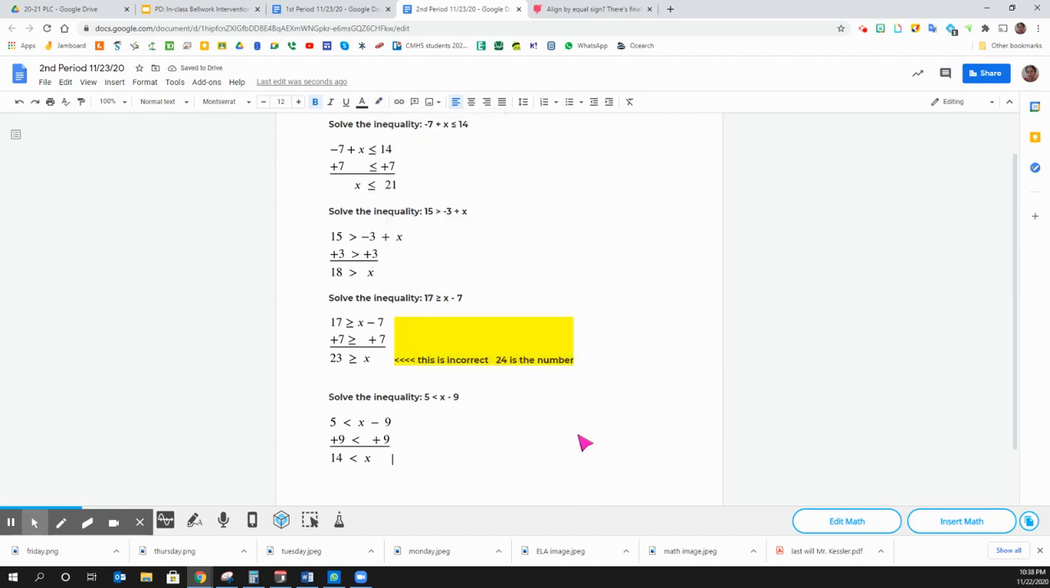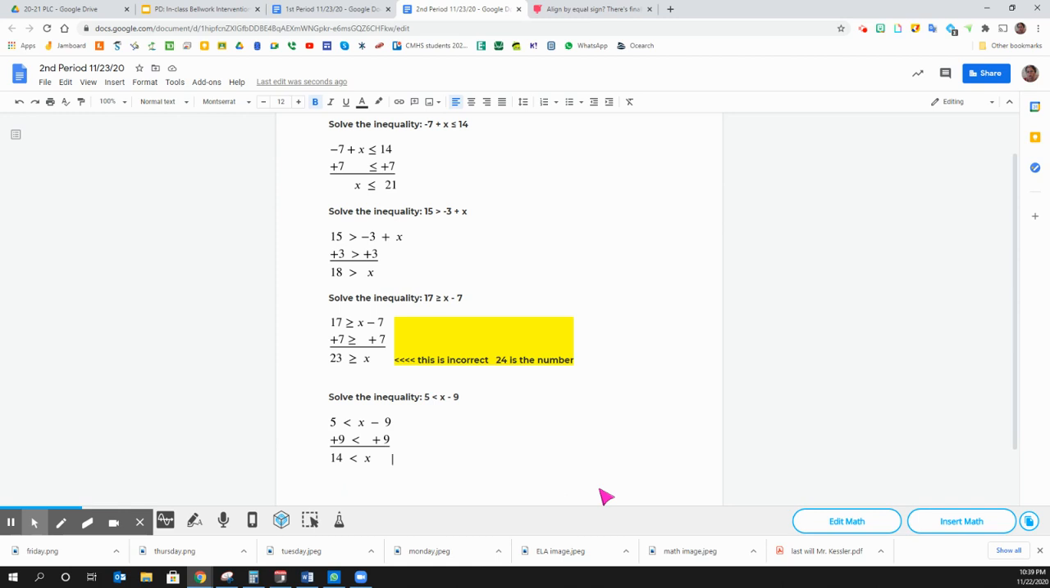Sometimes we make mistakes. The next inequality is 5 is less than x minus 9. We rewrite the inequality as 5 is less than x minus 9. We see that -9 is with the x, so we need to add 9 to both sides of the equation. It cancels on the right. We bring down our x, and we have 5 plus 9 is 14. So that means all of our answers x have to be greater than, but not equal to 14.